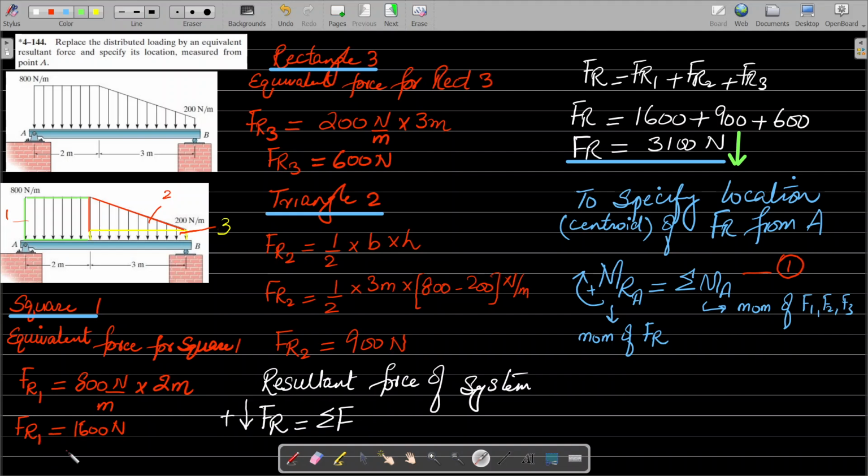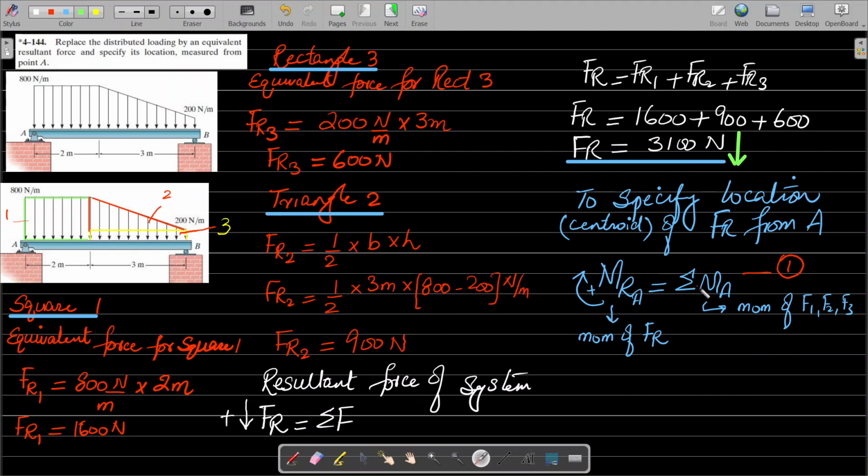Now we need to calculate the resultant force of the system. The resultant force is the sum of the individual resultant forces of the rectangle, square and triangle, which is 1600, 900 and 600. It gives us 3100 Newton. Now to specify the location of the centroid of Fr measured from point A, we can write the equation that the moment of the resultant force equals the summation of the moments of the individual forces F1, F2 and F3 about A.